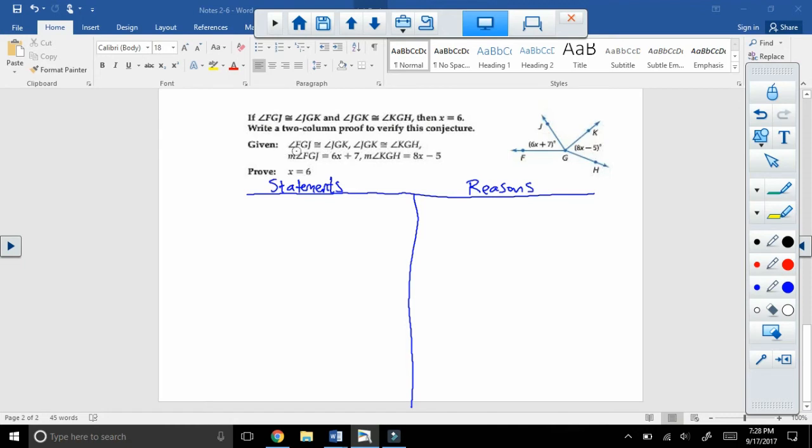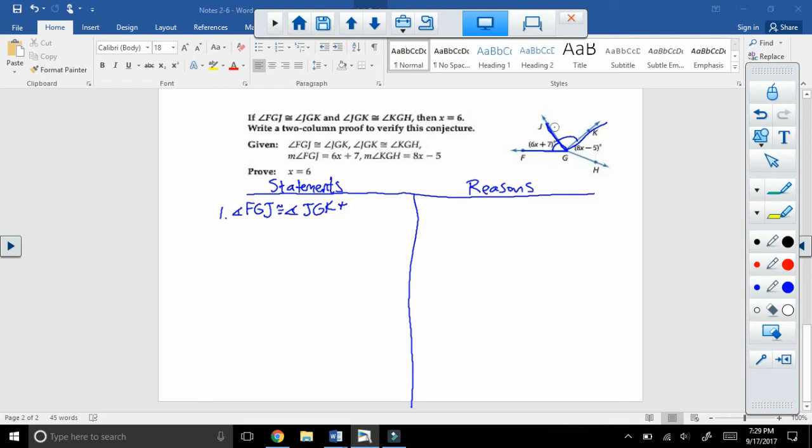Here's what you're given. You're given that angle FGJ, so FGJ is this angle here, is congruent to angle JGK. So those 2 angles are congruent. So I'm going to write out step number 1. We always have to list out the congruent things. I know that it's written right up above, but as far as this being an actual proof, you need to write it out so that whoever's reading through this has that information handy.